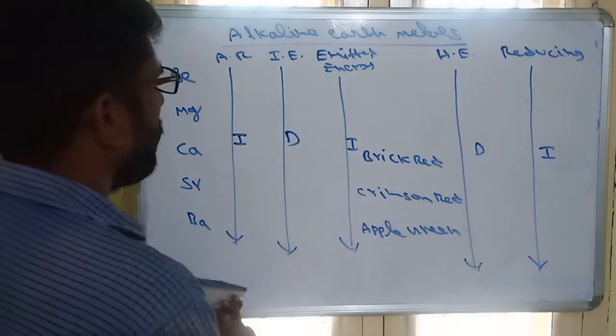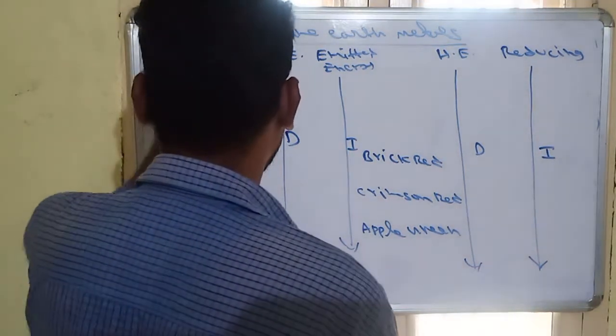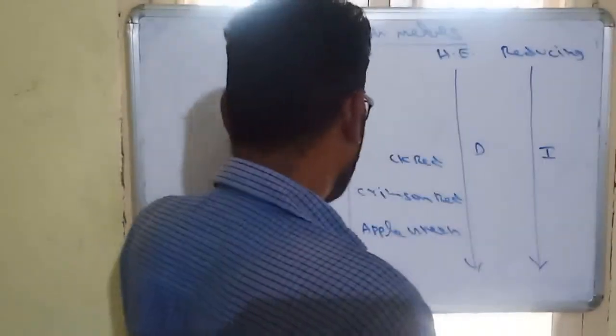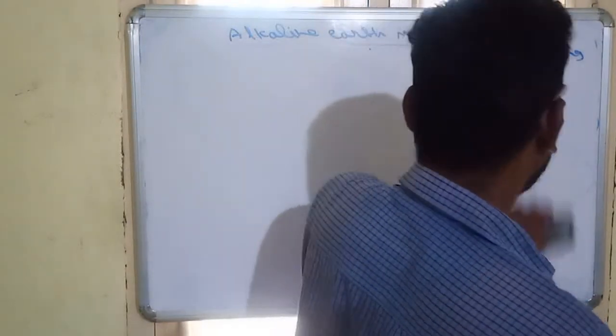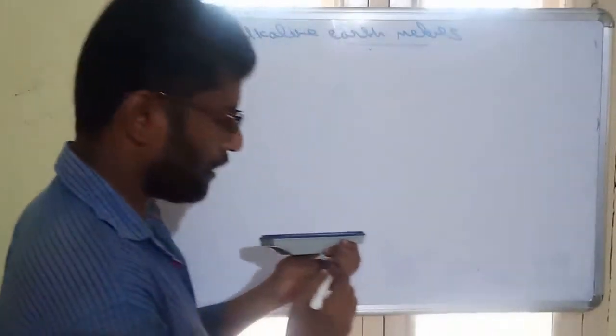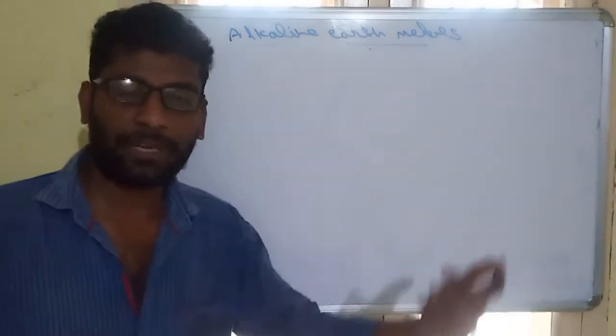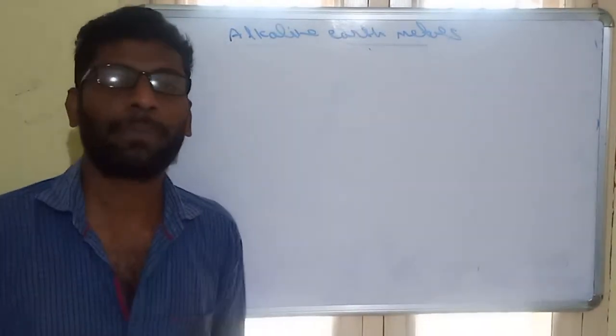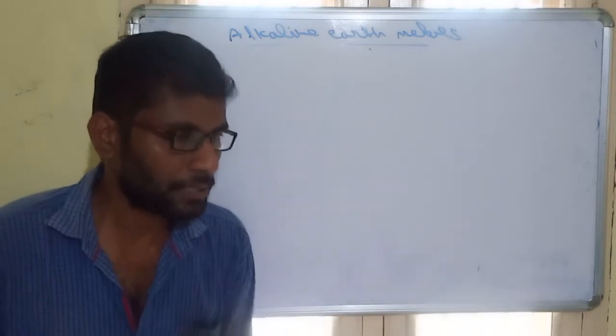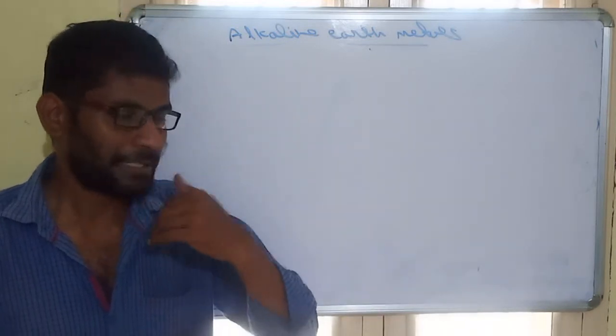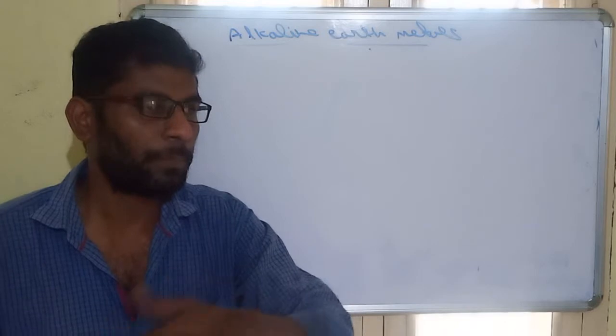So these are the physical properties. The next one is the anomalous behavior, which is as usual the same. Already given anomalous behavior. Mostly all properties will be the same. Beryllium will exhibit anomalous behavior from the rest of the elements. That is due to its small size and its high hydration enthalpy when compared with the remaining.